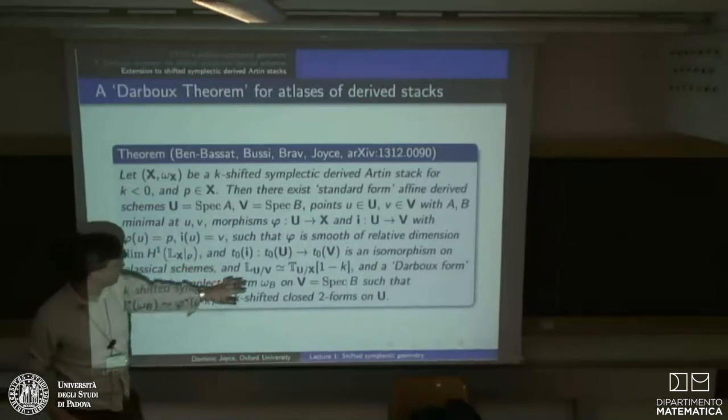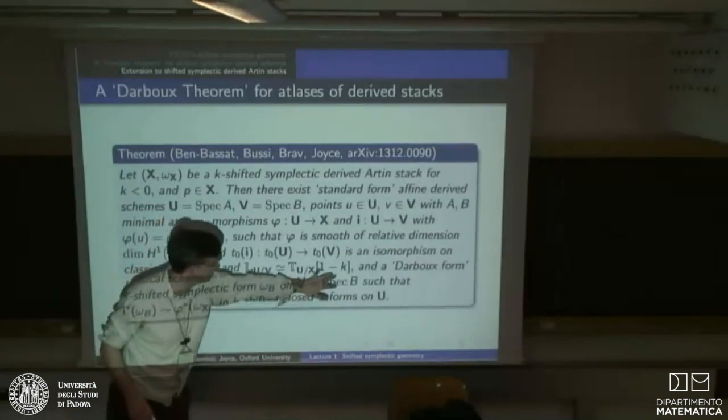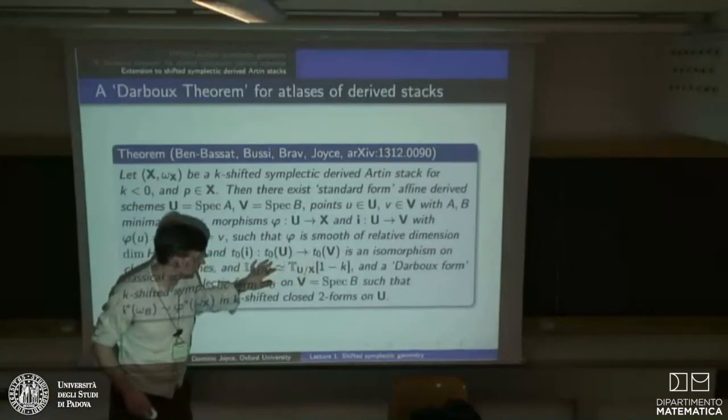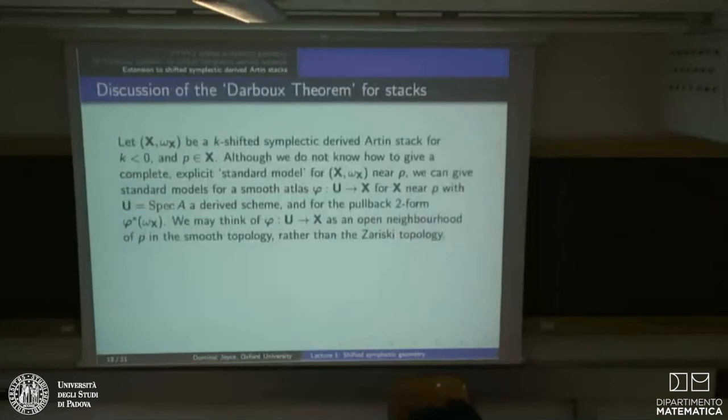Okay, so the relative cotangent complex of U over V is the relative tangent complex of U over X shifted by 1 minus k, and U and V are isomorphic as classical schemes. Okay, so that's a bit much to take in, perhaps.